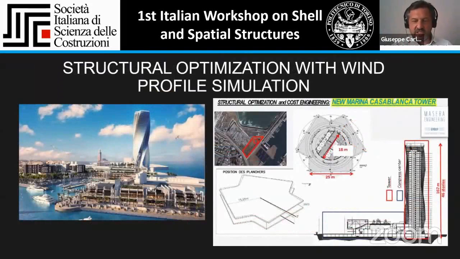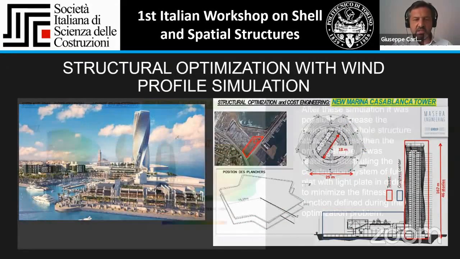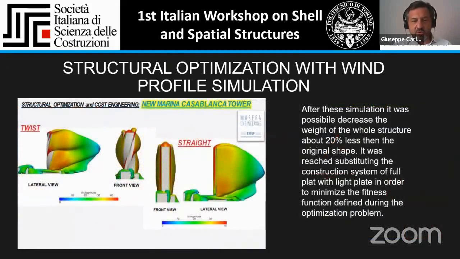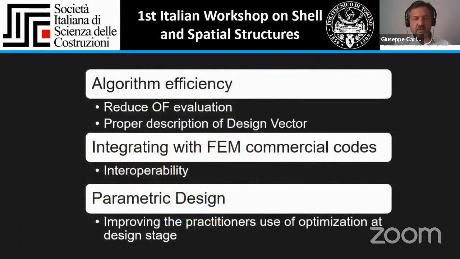And this is, for instance, some results obtained at the practical stage of design, in this case for very tall buildings, considering also the wind acting, and now we are able to optimize also in some sense an optimal solution, just considering a very complex phenomenon like the wind. So changing the shape of a building to minimize the effect of the wind acting on it.